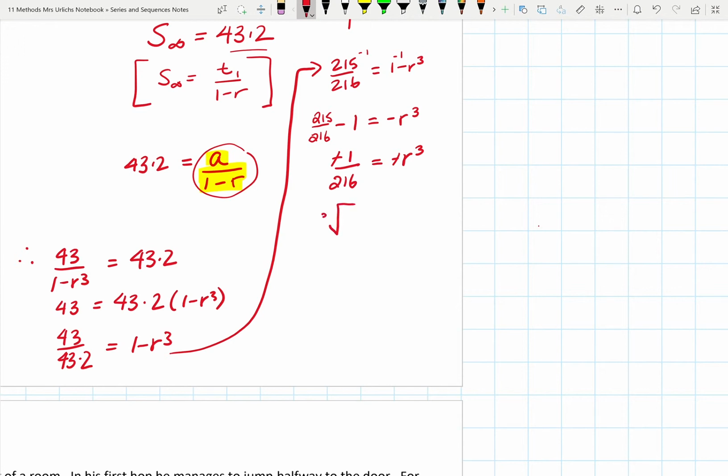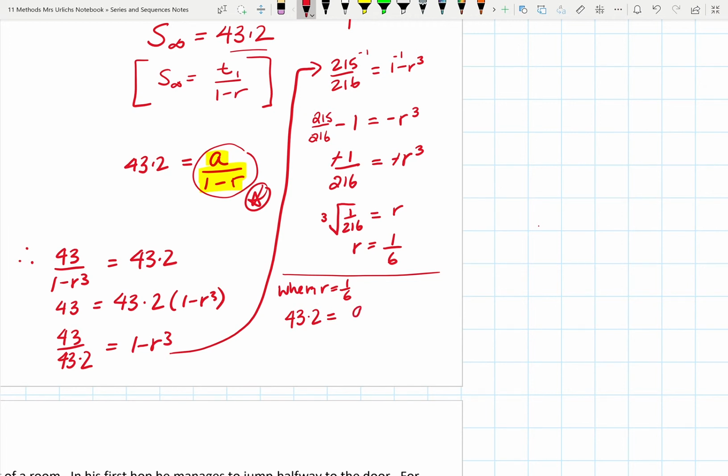Then we take the cube root of 1 on 216, and you can do that algebraically or via your calculator, and you'll end up with r equals 1 on 6. So that's the first part of the question that we're being asked. The second one is what's a? So when r equals 1 on 6, I'm going to sub it back into this equation here.